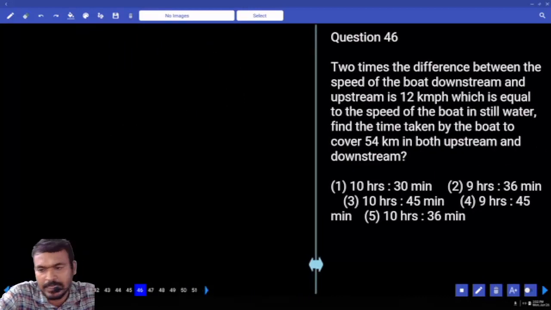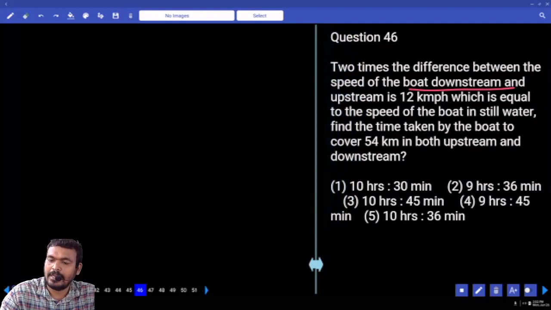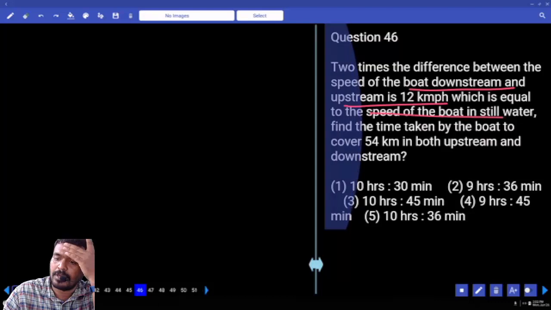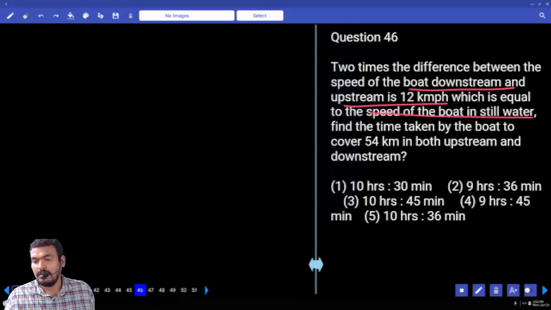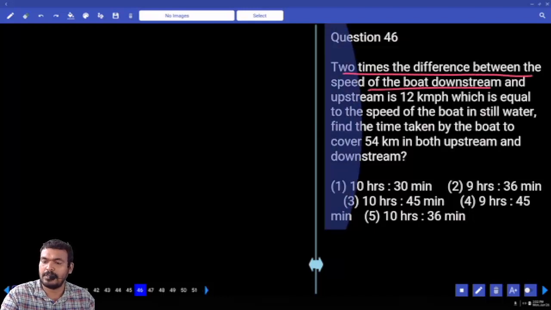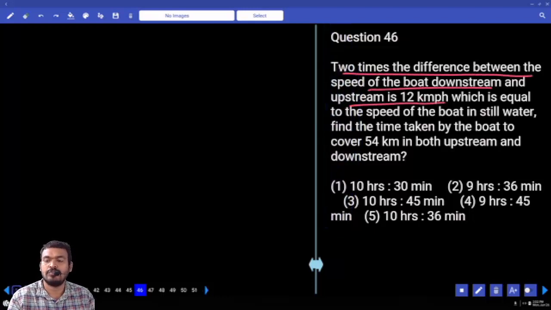Question number 46. 2 times the difference between the speed of the boat downstream and upstream is 12 km per hour, which is equal to the speed of the boat in still water. What is the first line given? 2 times the difference between the downstream speed and upstream speed is 12. What is the difference of downstream and upstream speed? M plus S minus of M minus S. M cancels. S minus of minus S, 2S.